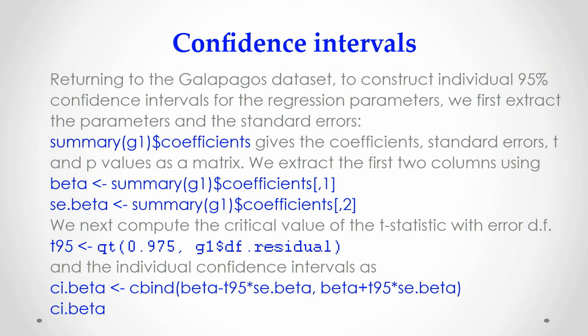To get the confidence intervals, we need to get the critical value of t, and we can do this using the qt command with degrees of freedom equal to G1 $df.residual. The individual confidence intervals can then be constructed as ci.beta as beta plus minus T95 star SE.beta. Note that it is also possible to get the confidence intervals by running the confint option on the G1 object.